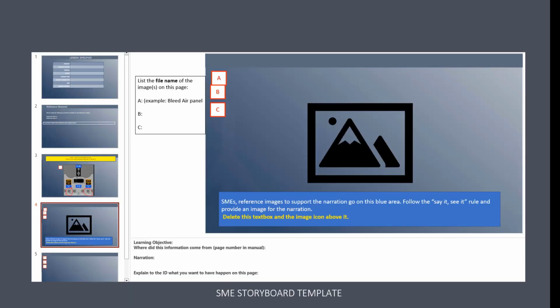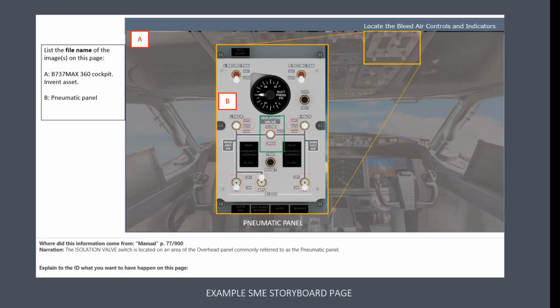So this is what the SME storyboard looks like, and you can see that it is a much more trimmed down version. And the reason that we use PowerPoint as opposed to a Word document to storyboard is that it provides a really easy way to add reference images, which are very, very important. And it also helps you organize your content into short chunks of information.